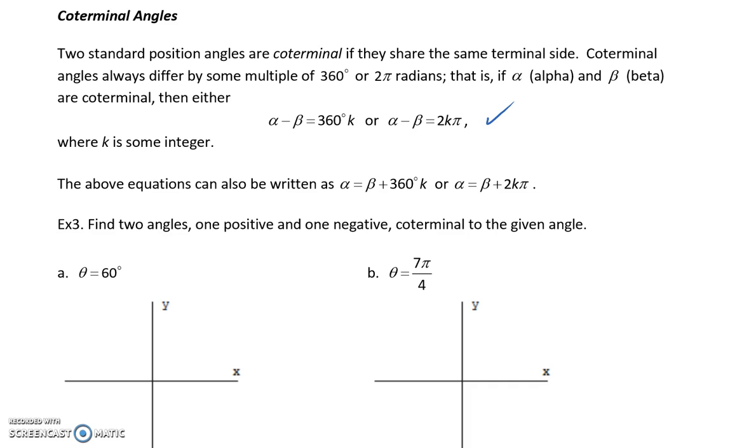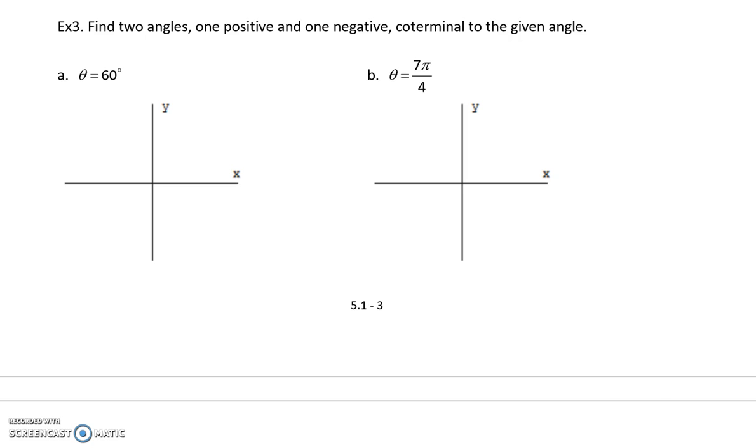Let's look at example 3 and we'll illustrate what coterminal angles actually look like. Find two angles, one positive and one negative, coterminal to the given angle. And our first example will be theta equals 60 degrees. So we're going to be working in degree measure. So let's first of all sketch a 60-degree angle in standard position. Terminal side would be about right there. It's quadrant 1.